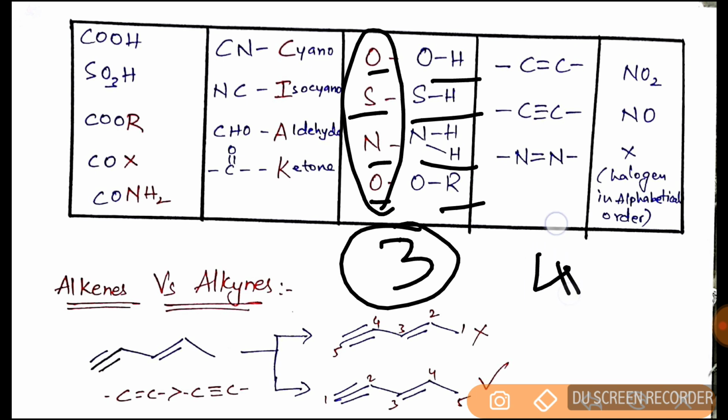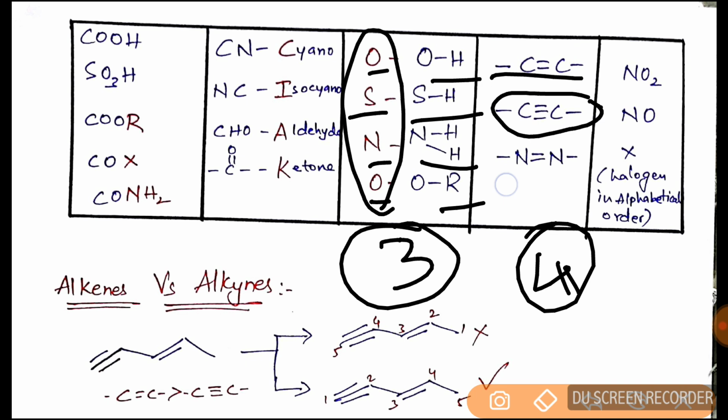And the fourth column can be remembered like this. See, this alkyne group is guarded with alkene and azo group. This is azo group, guys, not nitrogen group. So just remember that this alkyne group is guarded first with alkene and then azo group. First comes alkene and then alkyne and then azo group, guys. So that is how you remember the fourth column.